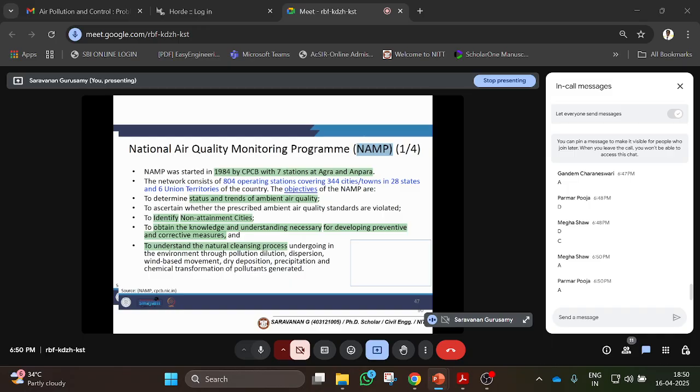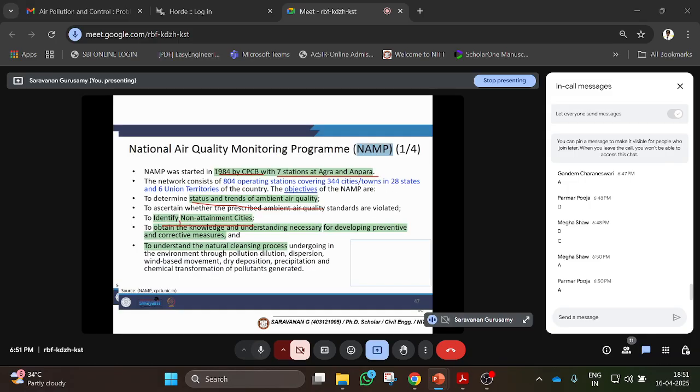Yes. So NAMP was created in 1984 by the CPCB after the Bhopal gas tragedy. They have created 7 stations at Agra and Anpara, and its aim is to determine the status and trends of ambient air quality and identify the non-attainment cities.